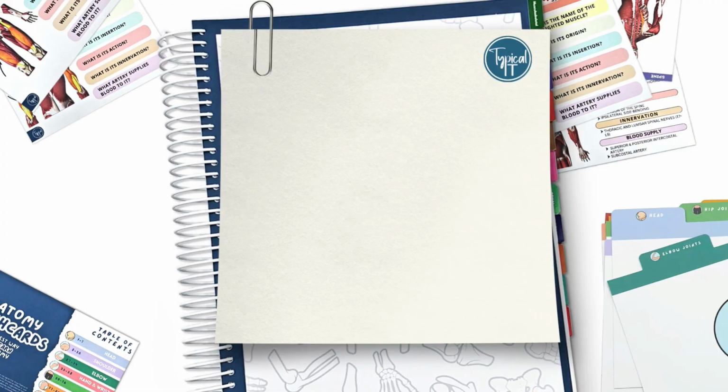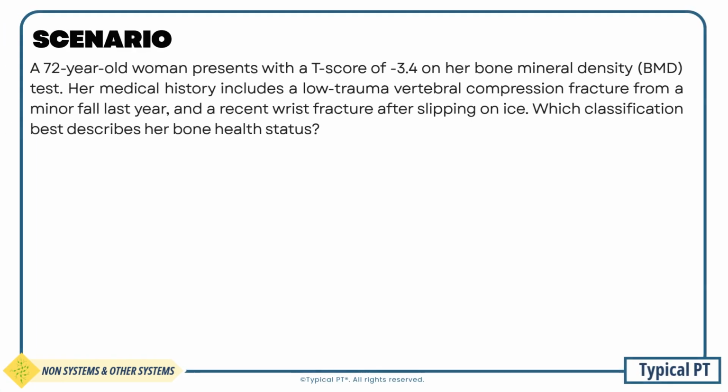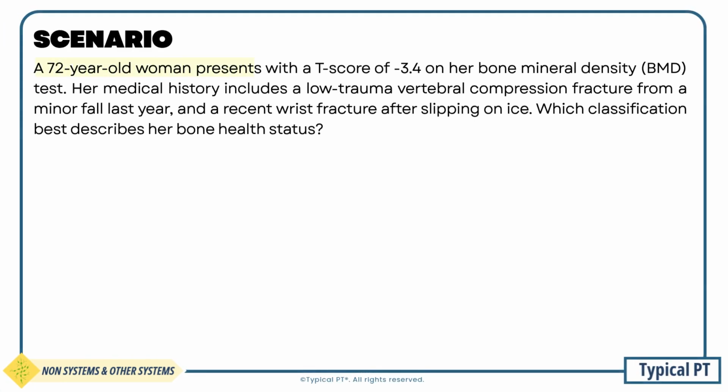Today, we are going to be discussing a question from Typical PT's platform. Let's jump right in. The question is, a 72-year-old woman presents with a T-score of -3.4 on her bone mineral density (BMD) test. Her medical history includes a low-trauma vertebral compression fracture from a minor fall last year and a recent wrist fracture after slipping on ice. Which classification best describes her bone health status?